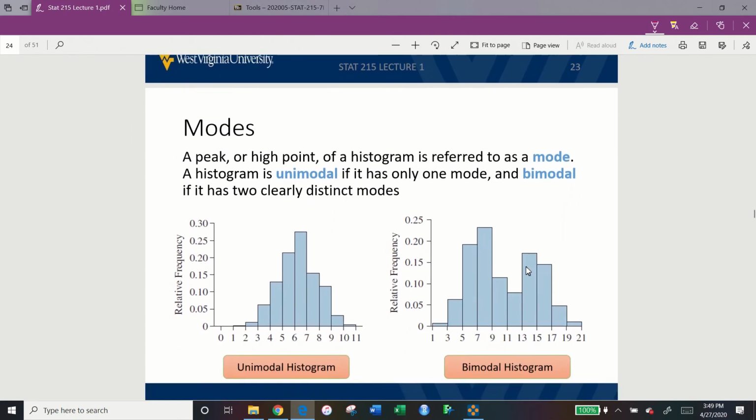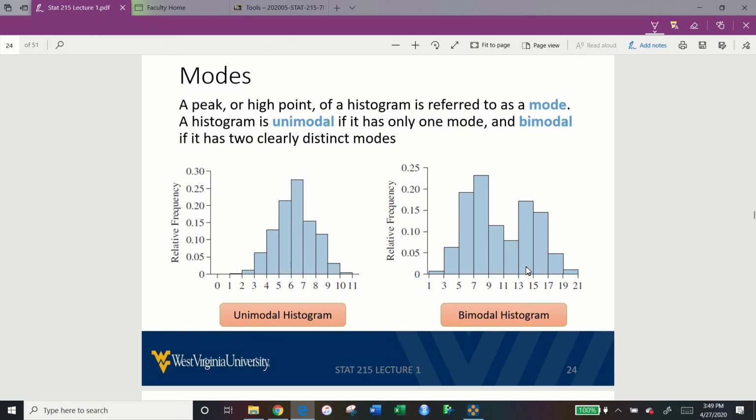Next, we're going to pay attention to our modes. You may remember that term from learning mean, median, and mode. So modes are that number that occurs the most. Well, for us now with a histogram, a mode is a peak or high point of a histogram, and a histogram is unimodal if it only has one mode, and bimodal if it has two distinct modes. So for our unimodal, that is our mode between 6 and 7. For bimodal, we have our two distinct modes or towers.